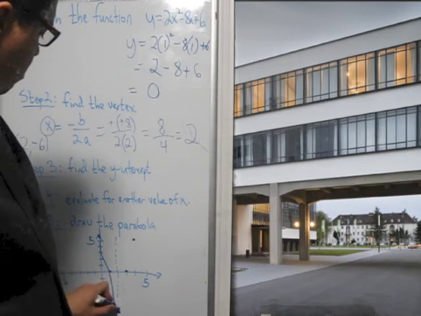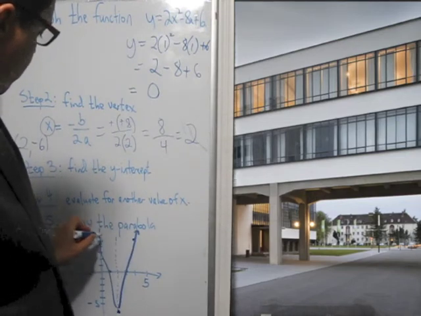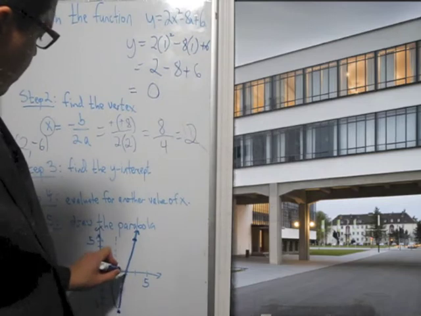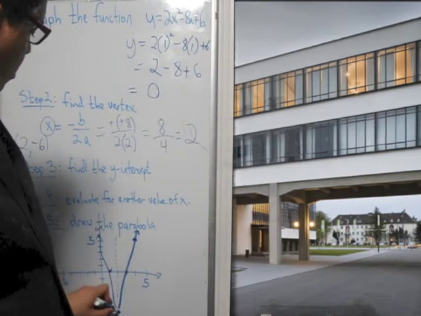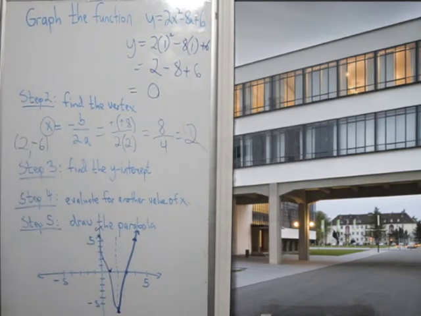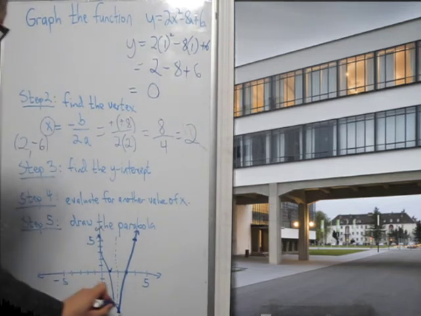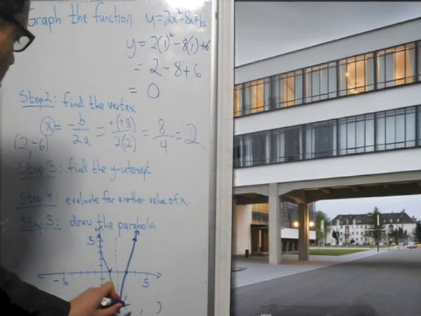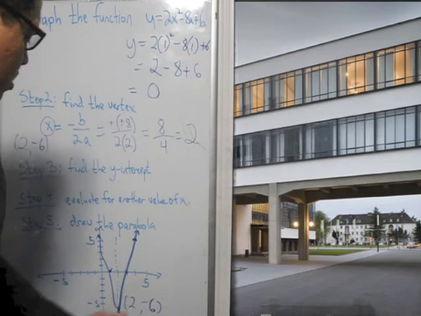We can now graph it. Hopefully your graph looks better than mine. I'm not an artist, but this is ballpark what we are looking at, with the coordinates of the vertex being (2, -6), and we can confirm this with GeoGebra.